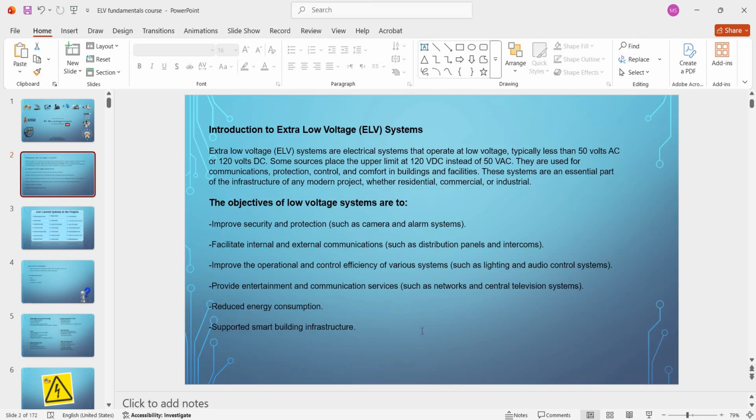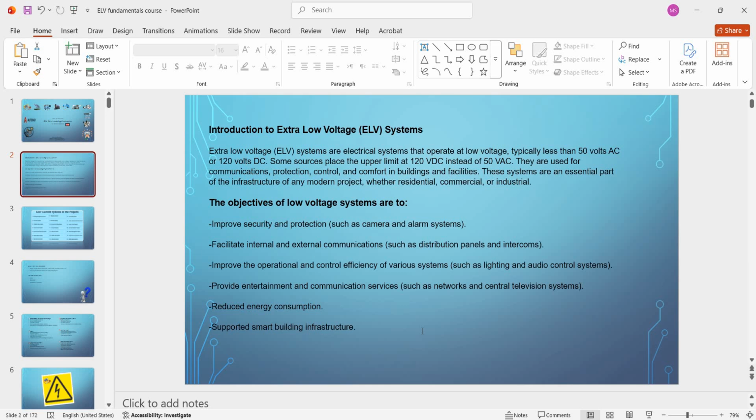Extra low voltage systems are electrical systems that operate at low voltage, typically less than 50 volts AC or 120 volts DC. If I have any systems that operate or are fed with 50 volts AC or 120 volts DC, I'm going to call this an extra low voltage system or low current system. We use these ELV systems for communication, protection, control, and comfort in buildings.